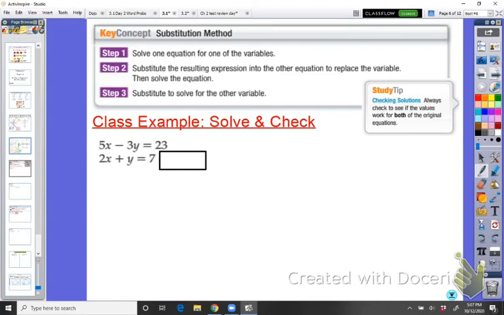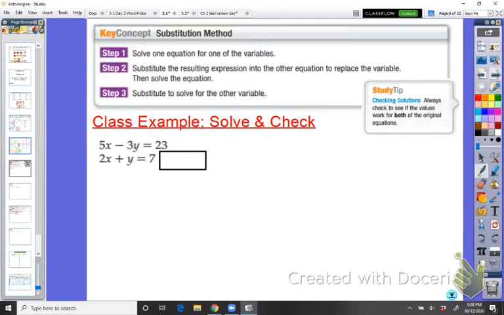All right, then we get into the substitution method. So think about if I called in sick, a substitute has to take my spot. Step 1, solve one equation for one of the variables. Sometimes that's already written for you, and sometimes you have to do a little bit of work to get one of the variables alone. Then you're going to substitute the resulting expression into the other equation to replace that variable and then solve that equation. And then in the end, you substitute what you got into the original and you can find the other one. So whatever you get has to work for both equations here.